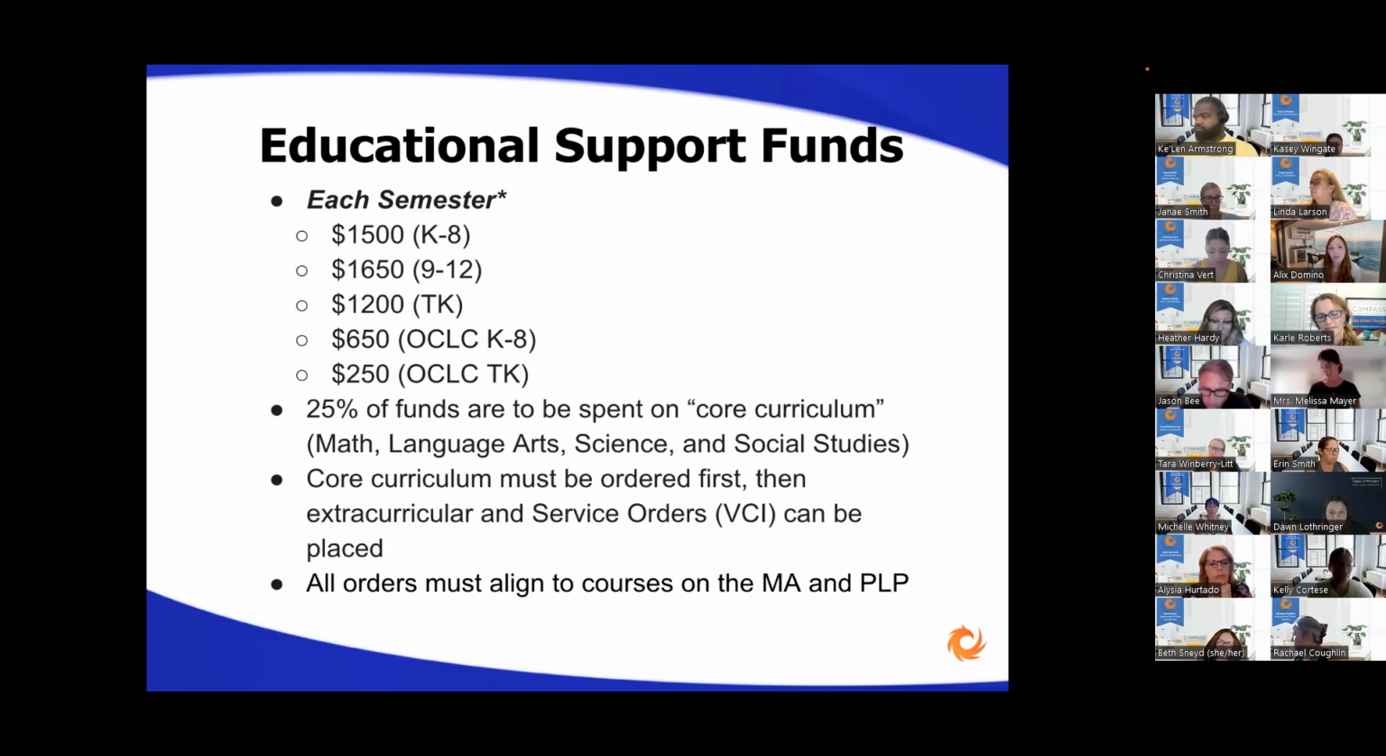Core curriculum has to be ordered first, and the core curriculum makes up 25% of their funding. So 25% has to be spent towards that core curriculum, math, like art, science, social studies. And then once those orders have been placed, LCs can then go and place in service orders and supplemental material and extracurricular activities. But all orders must align with the courses on the MA and the PLP.